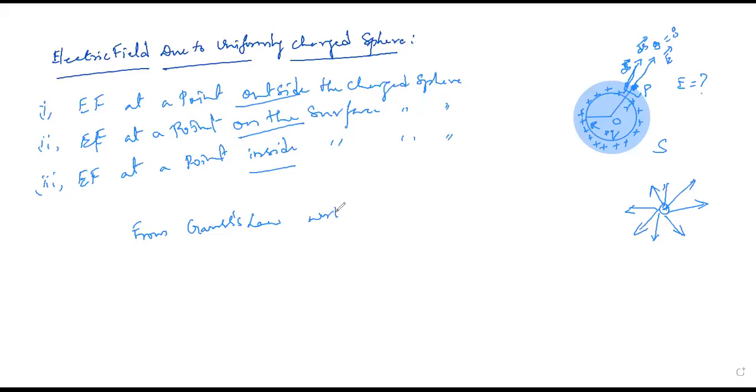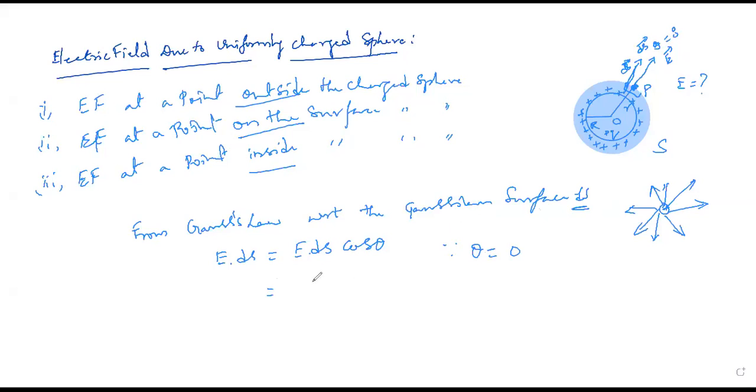With respect to the Gaussian surface, that is small dS. I'm going to write E dot dS, which is equal to E dS cos theta. Since the angle theta is equal to 0, because the angle between E and dS is 0, as we already did in the last class, I said just now also that the angle between these two is 0.